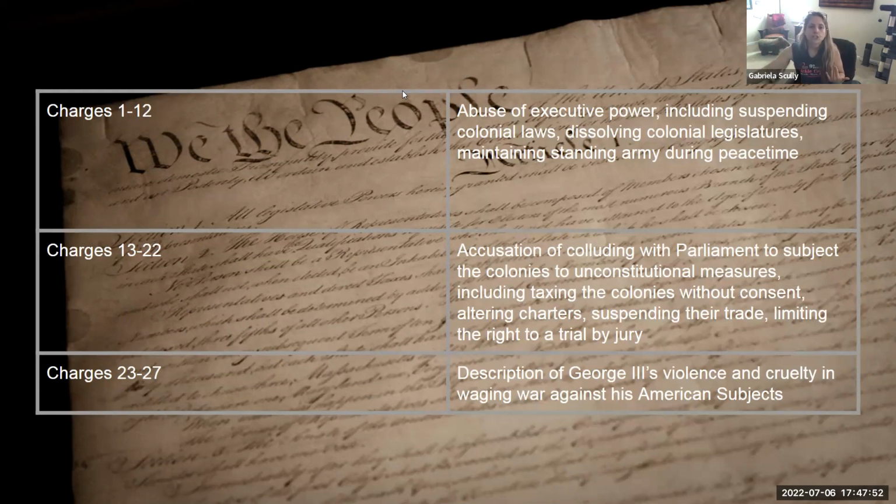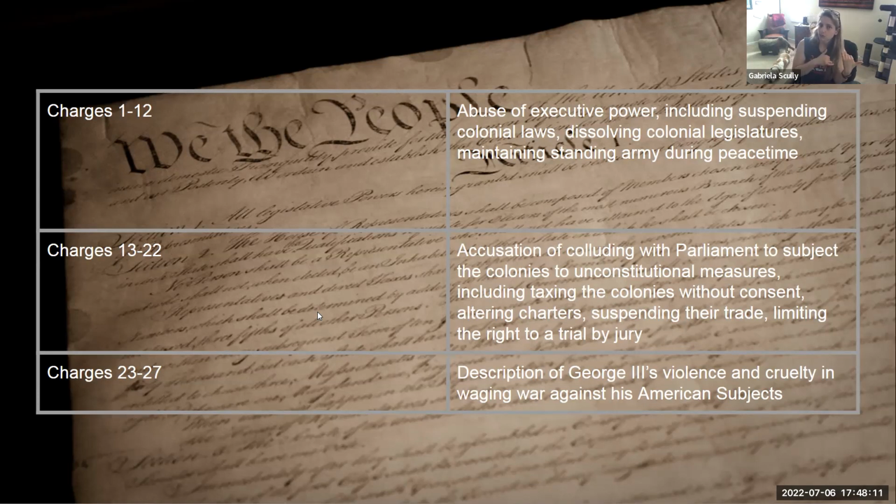Charges 13 to 22, the next set of grievances, are, it's not only you, King George, you colluded with Parliament, which you shouldn't do because Parliament should represent us, but you got together with Parliament and you passed unconstitutional laws, like you taxed us without representation, you changed our charters, which meant our governing systems, you just changed them without our input, you suspended our trade, right? You caused the tea boycotts and the tea taxations, and what we could and couldn't sell, the Stamp Act where we had to use your paper, all that stuff.